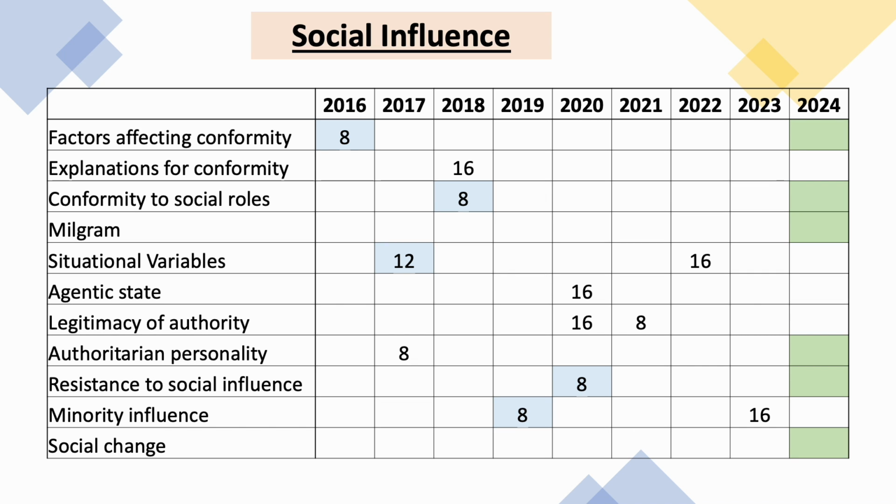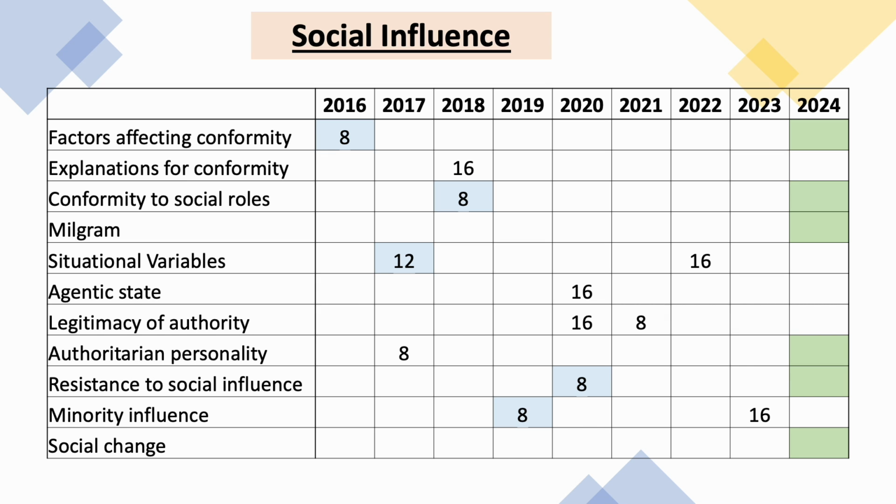Based on what's here, I think the topics in green are the most likely for 2024. Factors affecting conformity and conformity to social roles have only ever appeared in AS papers and as 8 markers, so it's high time they came up at A-level for 16 marks. There is a link to some model essays on the screen now, so you can have a look at those if you want to for your revision.